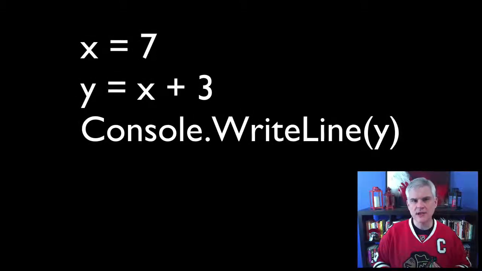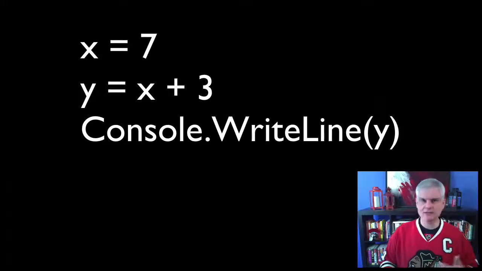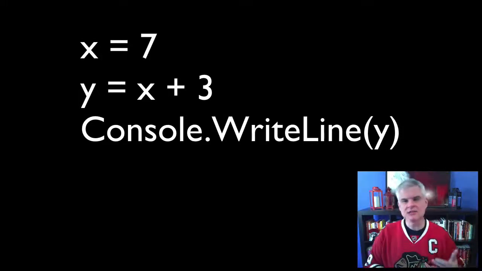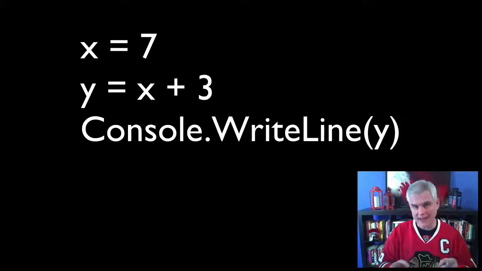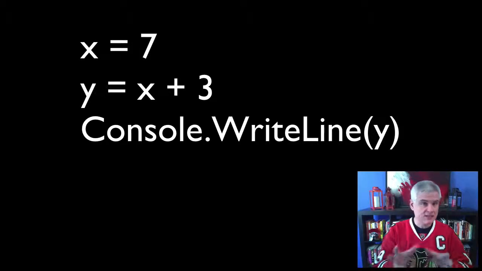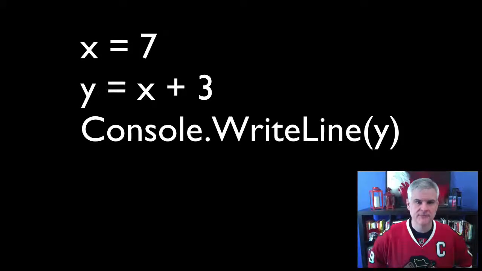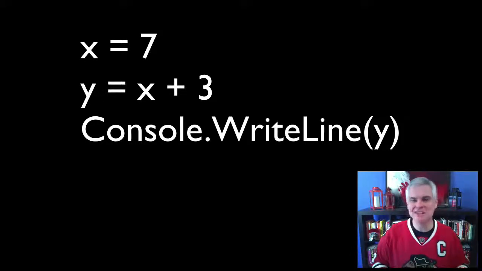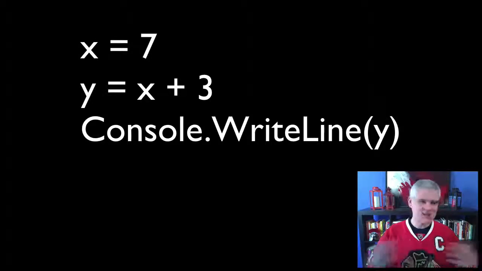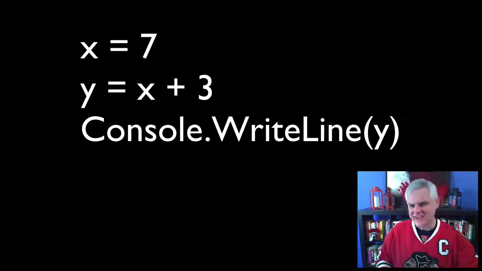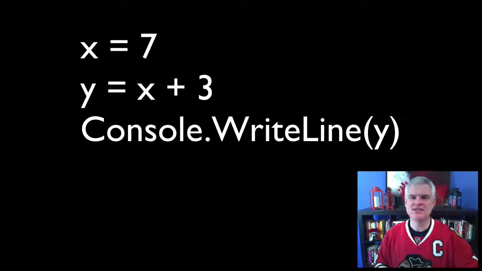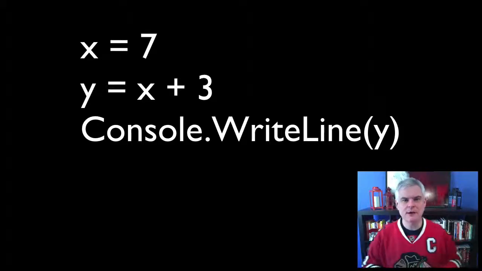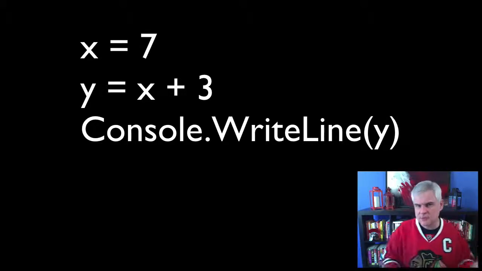X equals 7, y equals x plus 3, Console.WriteLine y. So what would you expect to be displayed in the console window? Well, the value 10, right? Well, you just read Visual Basic on your own without my help. It's just common sense, right? Now, honestly, there's probably a little bit more to it than just that. But let's start with this and move on from there.